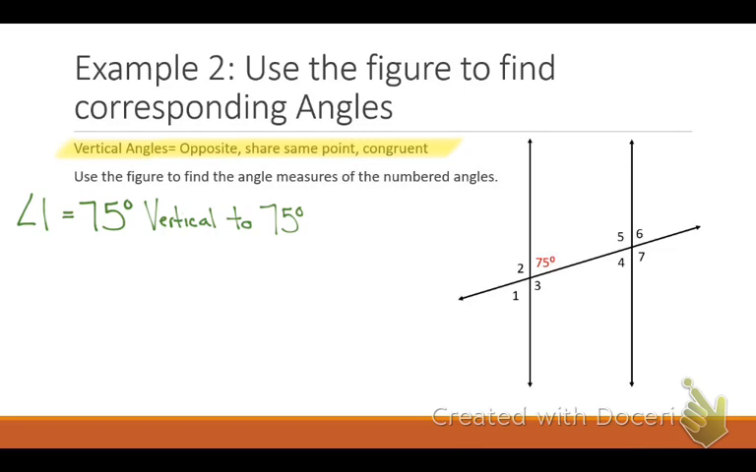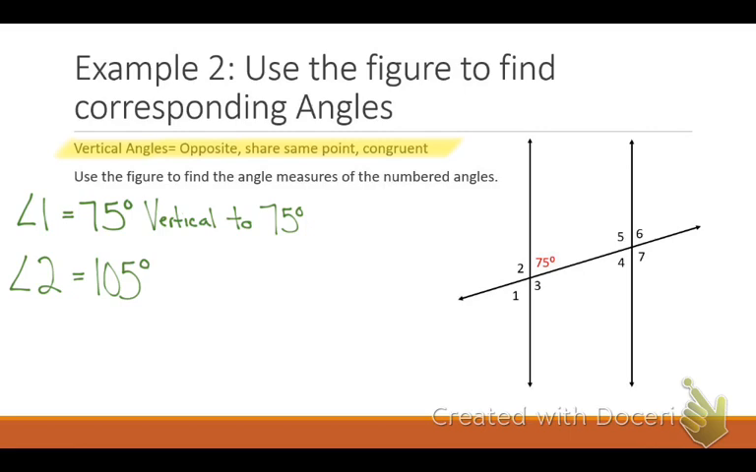Okay? It's vertical. All right, so now let's look at angle 2. I want you to try to find the measure of angle 2 and tell me why. This is from example 1. Robbie? 105 degrees, because it is on the same line as angle 1, which is 75 degrees, and it has to equal 180, so just subtract it.